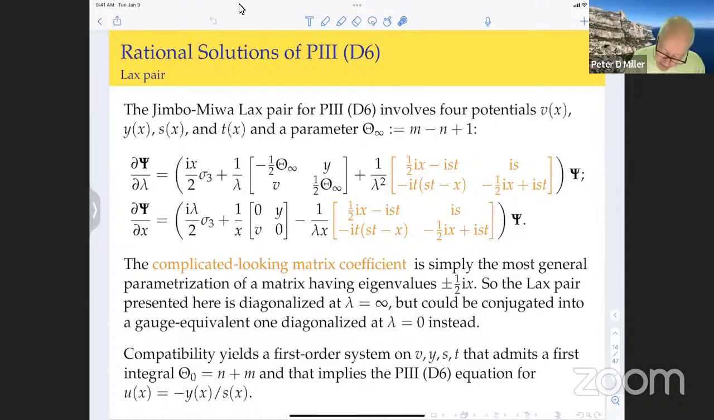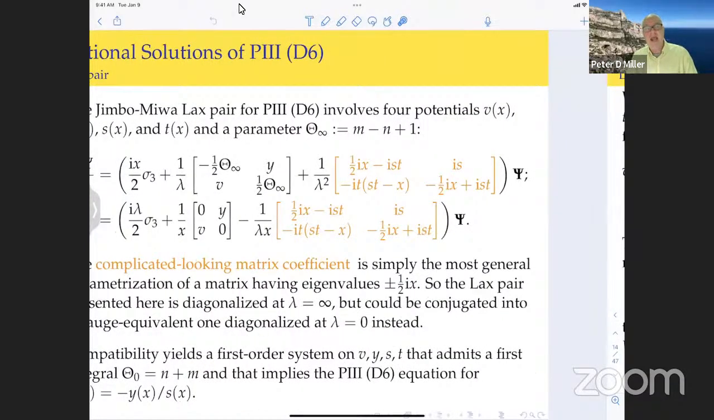Well, if you calculate the compatibility condition for these two equations, you get a system of ODEs on v, y, s, and t. That system admits a first integral called theta 0, the formal monodromy exponent about the point lambda equals 0, which is n plus m. By reducing out that first integral, it implies the Painlevé-III D6 equation for the quantity u of x, which is just minus y over s. So that's how we have Painlevé-III as a compatibility condition for a Lax pair.